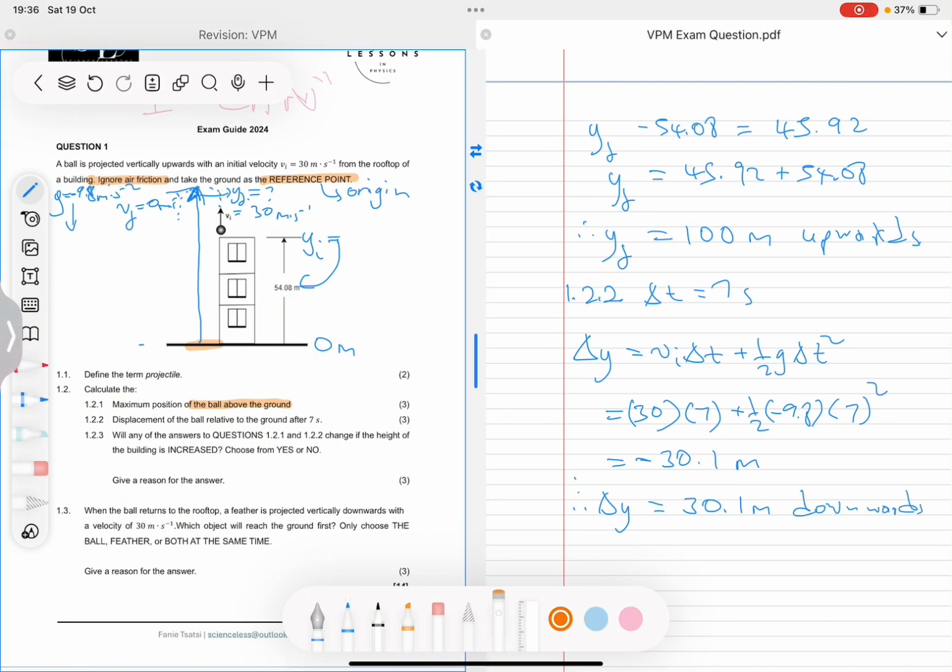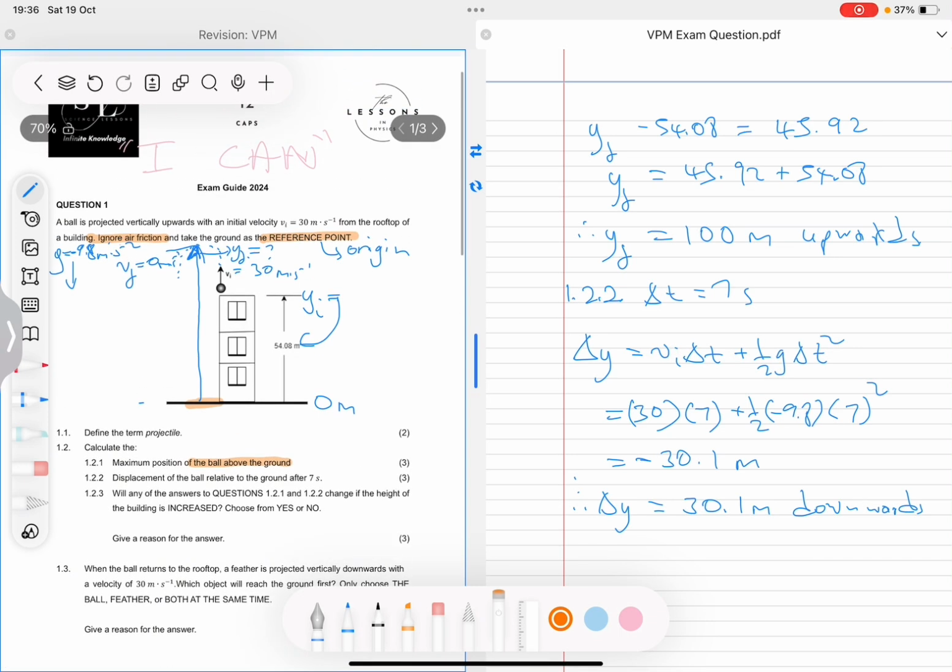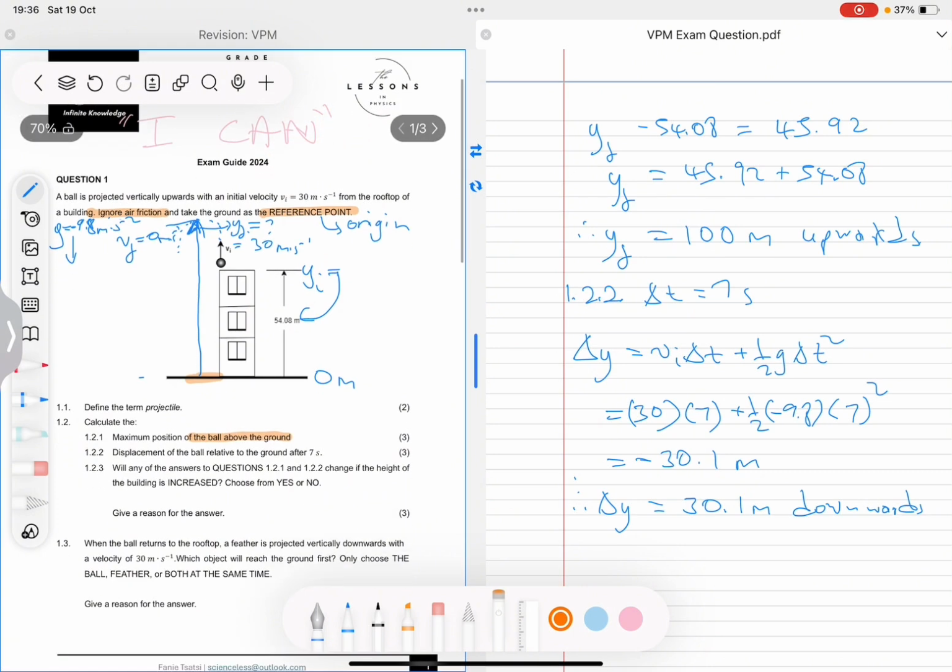Now let's try to navigate this problem and see if it makes sense. Remember, always when we get to our final answer, we navigate, we see if it makes sense. Does it relate to the problem that we're dealing with? When we look at the physical problem that we have here, does it make sense? Now, if you check here, we're saying that after 7 seconds, the ball will move up and come down again, right? After 7 seconds, it will be on its way down. It will be somewhere here on its way down, right? It will have covered 30.1 meters, right?